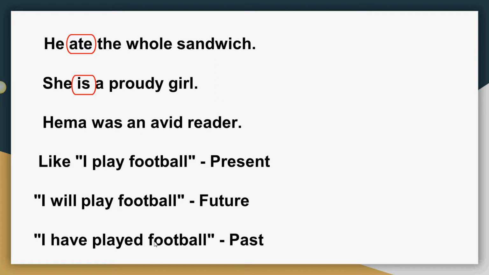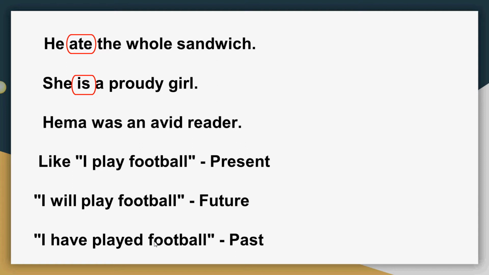She is a proud girl. In this sentence, is is acting as a verb. There is no action in this sentence, but the state of being is expressed by the verb is.